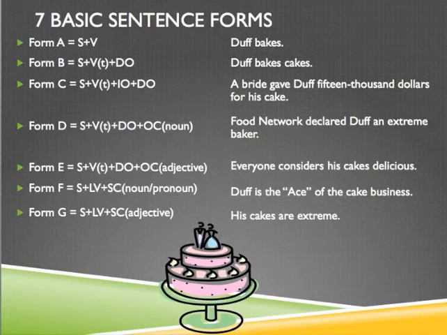The Form F sentence, you switch from an action verb to a linking verb. So you have a subject plus a linking verb and a subject complement that can be either a noun or a pronoun. For example, Duff is the ace of the cake business. In the Form G sentence, you also have a linking verb, but here your subject complement is an adjective. An example sentence would be, his cakes are extreme.